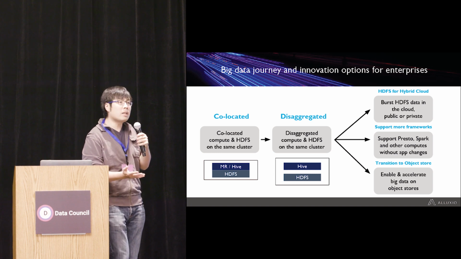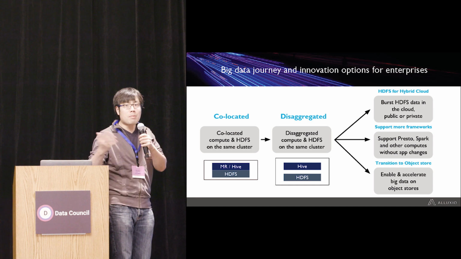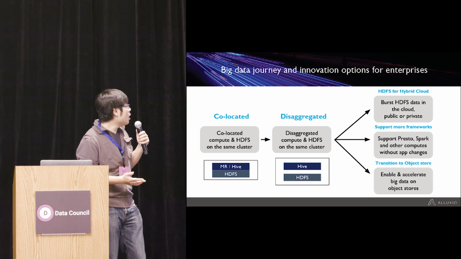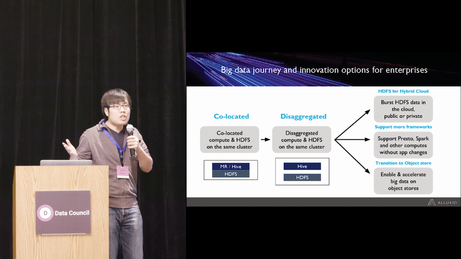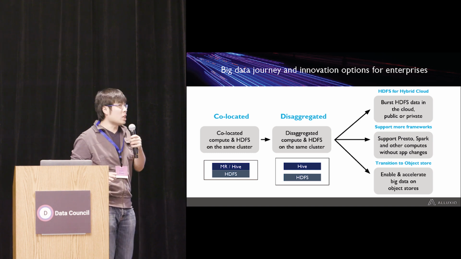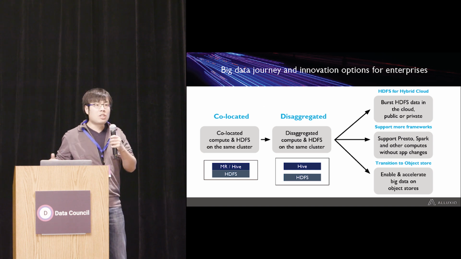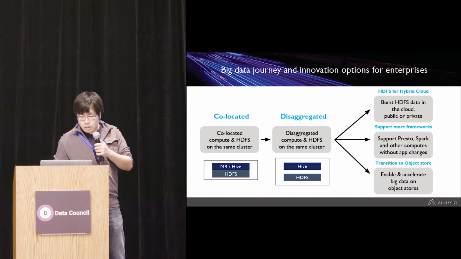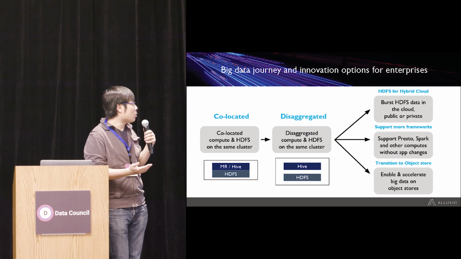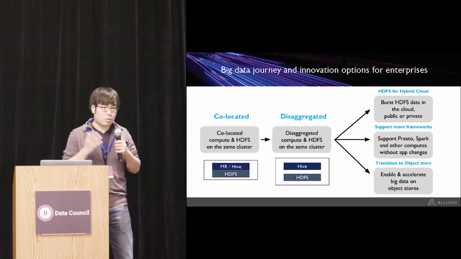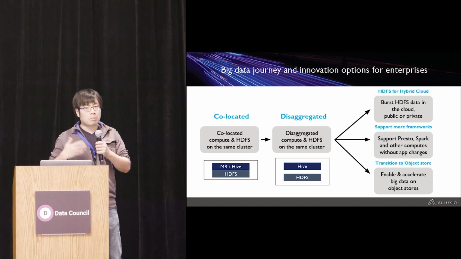I want to share my data between Presto and Hive or Spark and Hive because they are representing different analytics workloads. Or I have my data used across different teams, analytics team and machine learning teams, so how can I support data sharing without any application or source code change? And in the end, how can we enable and accelerate big data workloads on object stores? Object store is great, it's cheap, but it's not that performant if you just use it plug and play.